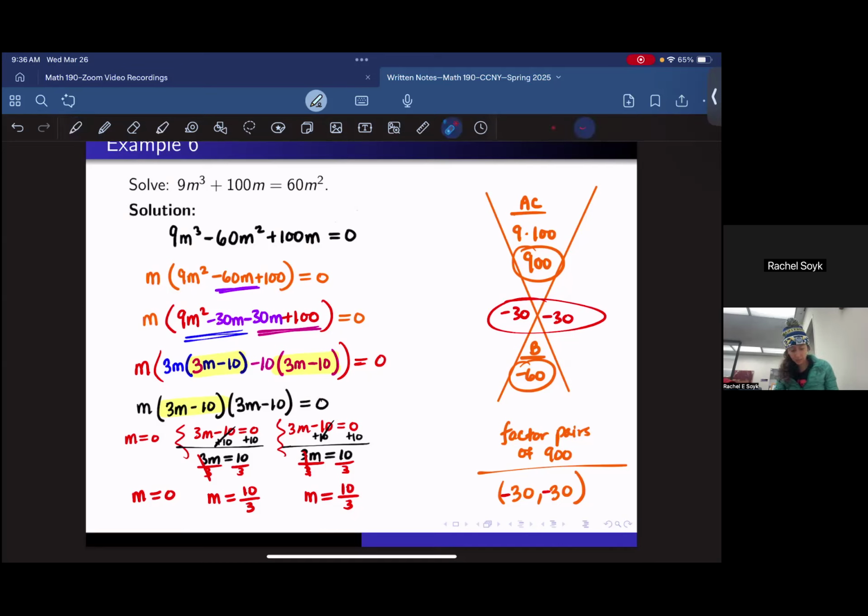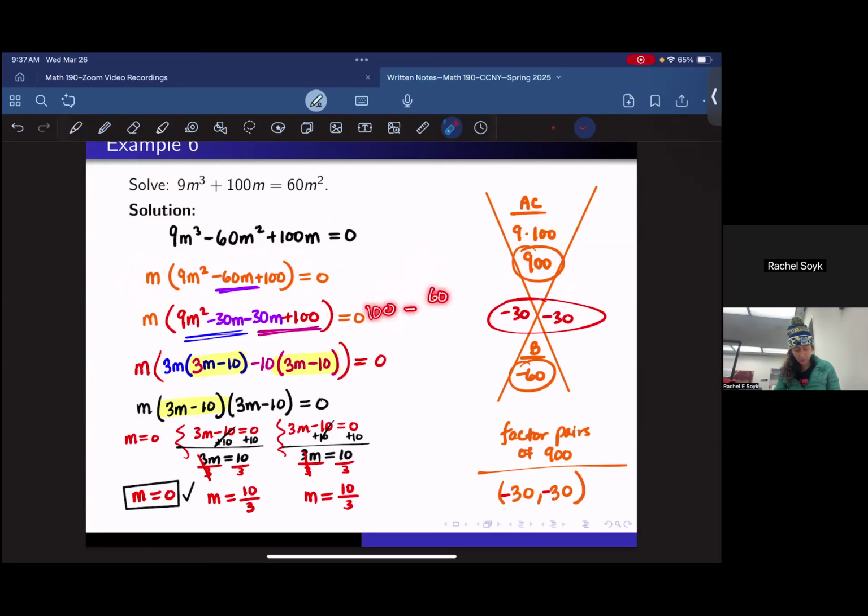And so we plug it in. The first one is quite straightforward because if you plug in 0 for m, you're obviously going to get 0 everywhere. So that straight off the bat is a solution. 10 over 3 will involve slightly more computation, but still not too bad. We have, let's deal with the quadratic first, and then we'll just multiply it all by 10 over 3. So 10 over 3 squared is 100 over 9. And 100 over 9 times 9 is 100.